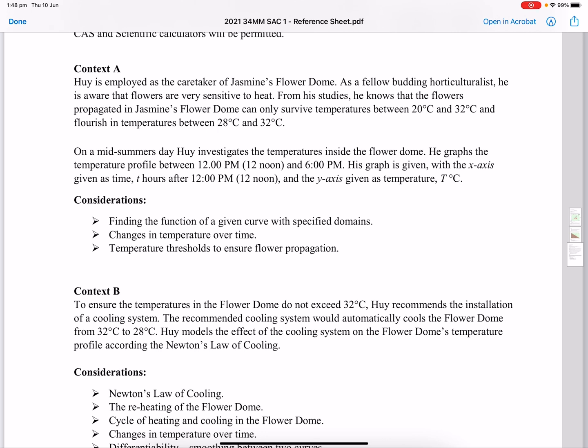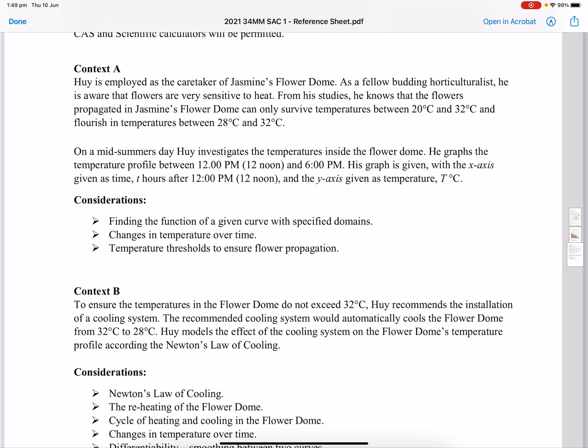Noon. You want to pay attention to that because you need to make sure if it's 1, that would mean 1 p.m. If it comes out as t equaling 5, that's 5 p.m. If it was t 14, that would be 2 a.m. the next day. So you want to consider what time hours means. And the y-axis is given as temperature, T degrees Celsius.